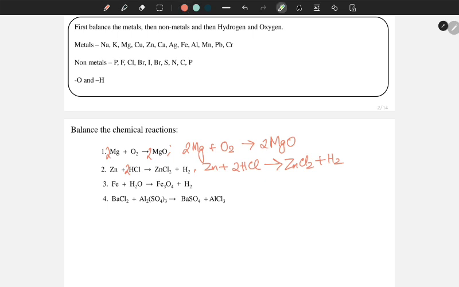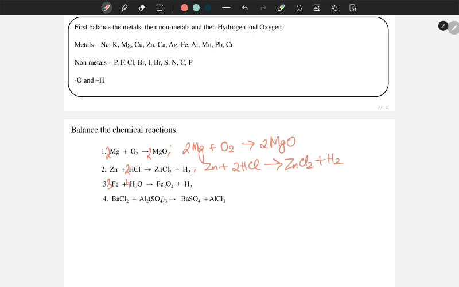Okay, now let's come to the third point, that is iron plus water gives ferric oxide plus hydrogen. So how many iron are there? 1. Here iron is 3, so we have to add 3 here. Now let's see if it is balanced. 3 iron. Now come to the non-metal part. There is no non-metal, so we will go to oxygen. Here oxygen is 1, but here oxygen is 4, so we have to add 4 here.